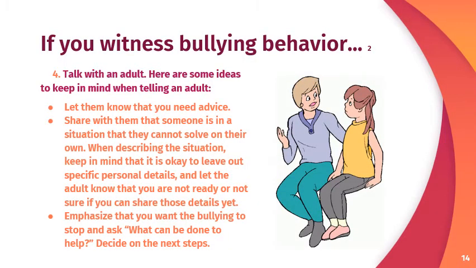Fourth, you can talk with an adult. Here are some ideas to keep in mind when telling an adult. Let them know that you need advice. Share with them that someone is in a situation that they cannot solve on their own. When describing the situation, keep in mind that it is okay to leave out specific personal details and let the adult know that you are not ready or not sure if you can share those details yet. Emphasize that you want the bullying to stop and ask what can be done to help, and then you can decide on the next steps.